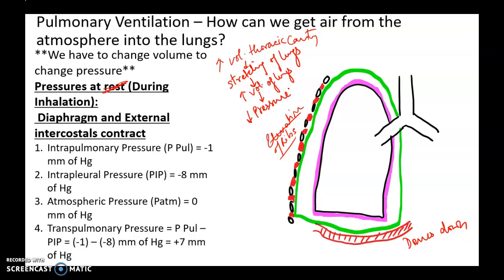How low is the pressure? The intrapulmonary pressure reduces to about negative 1 millimeter of mercury. Obviously, the atmospheric pressure remains the same, which is 0 millimeter of mercury. And the PIP at this point even gets lower. This is minus 8 millimeter of mercury. Why does PIP change?